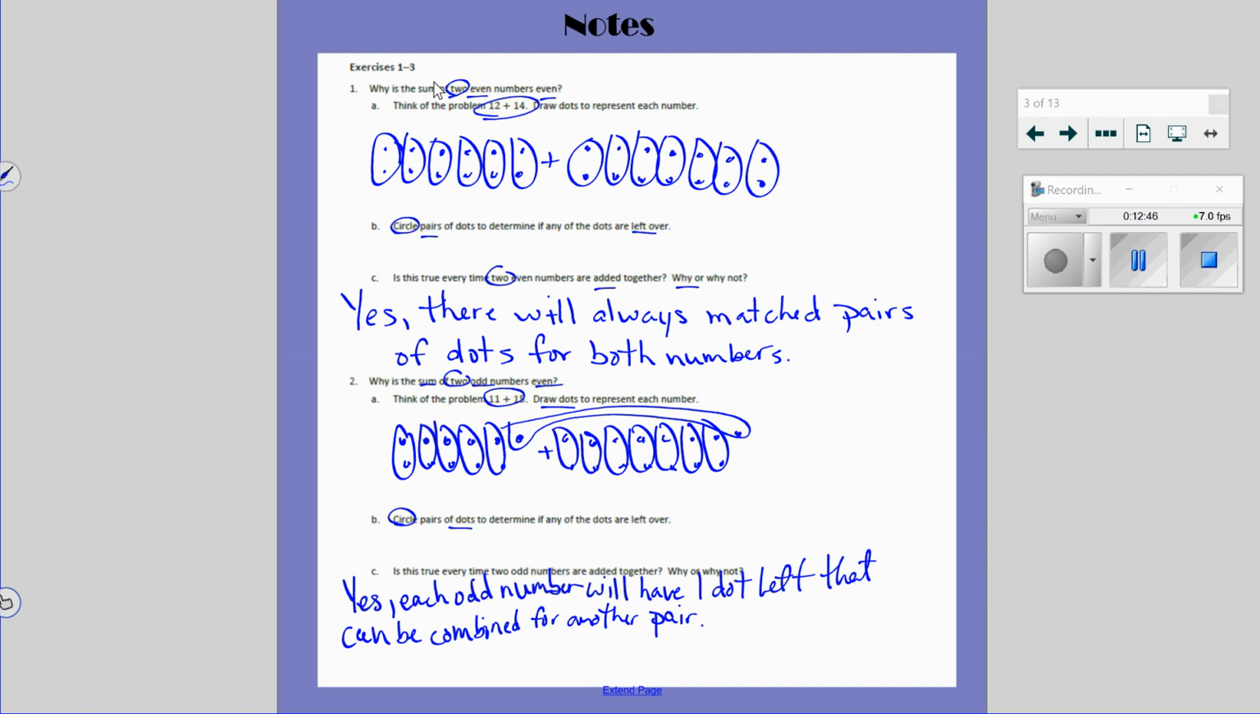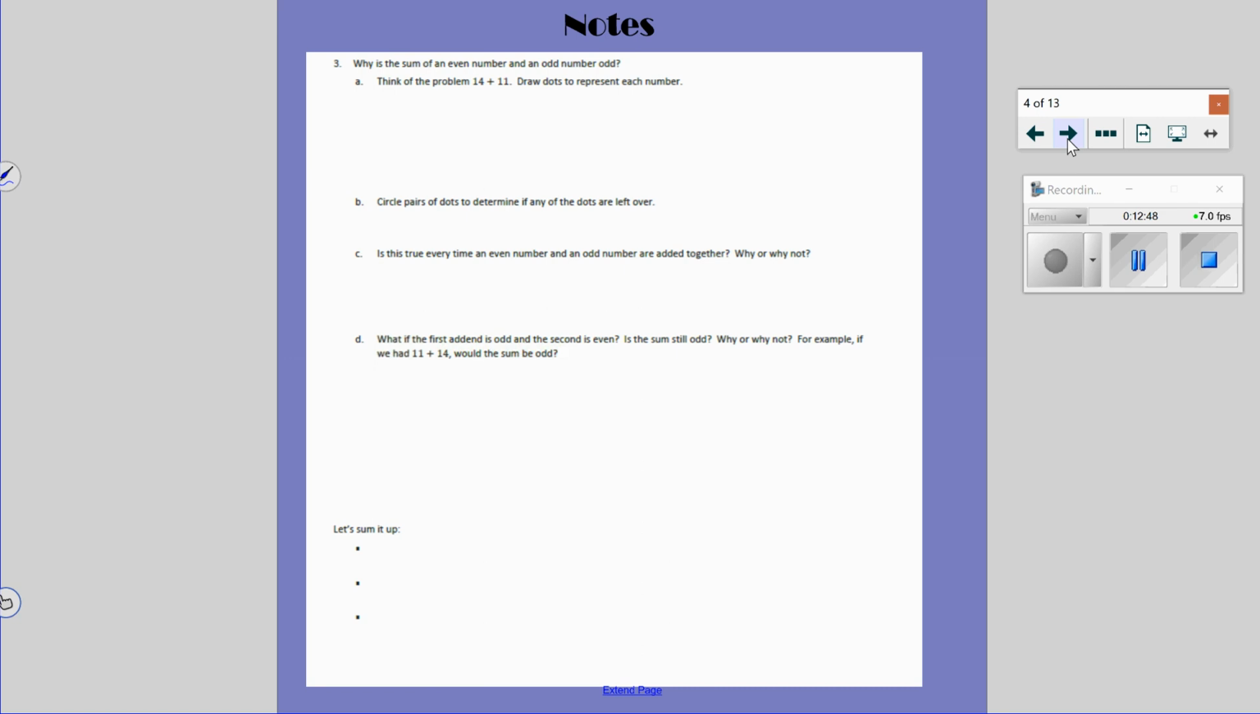Now let's look at our third situation. Now, why is the sum of an even and an odd number odd? So let's look at 14 and 11. We'll do the dots thing again to help us understand the even odd concept. So 14 is going to have 7 sets of dots. And then 11 is going to have 5 sets of dots, but 11 is going to have 1 left over.